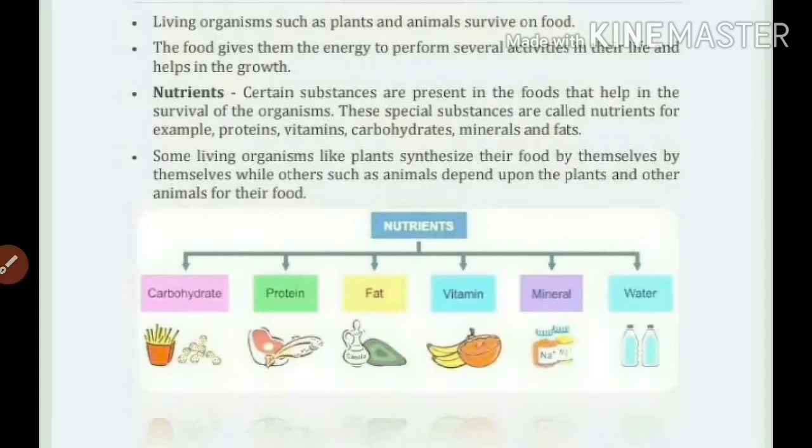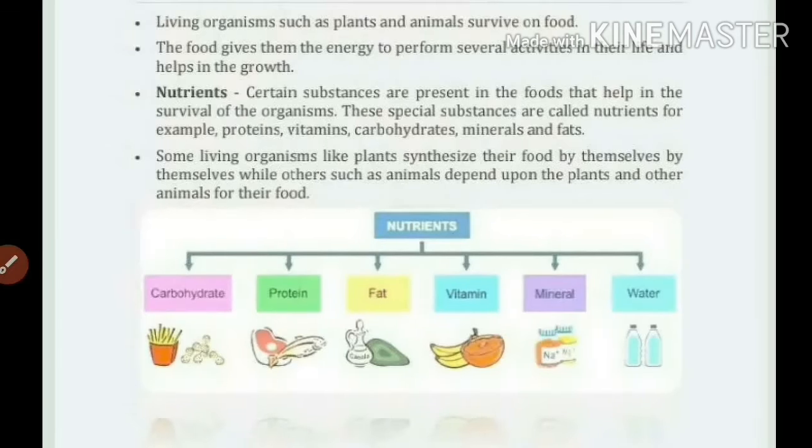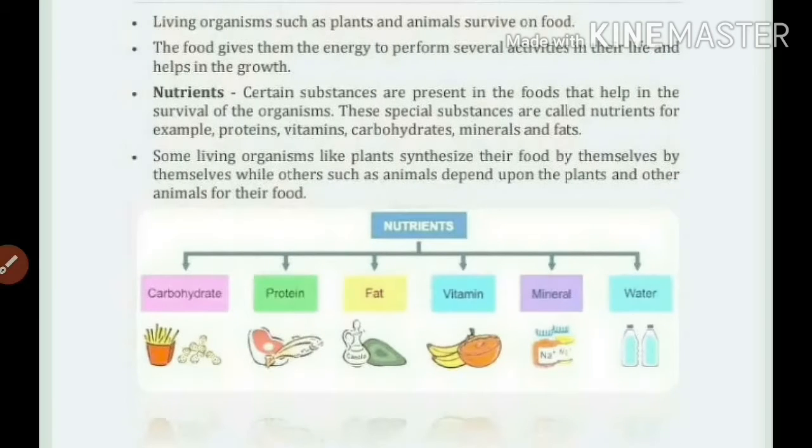Our today's topic is about nutrition in plants and animals. Yes, let's discuss this topic. Let's read the first point. Living organisms such as plants and animals survive on food. Yes, it's true. We all living organisms survive on food.